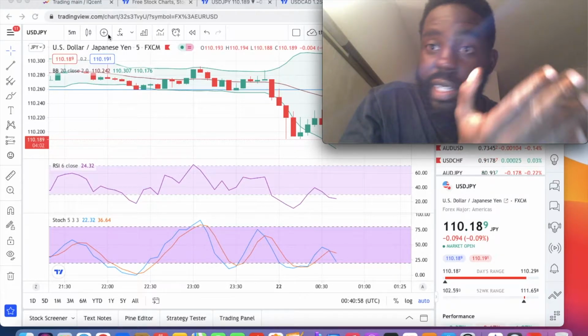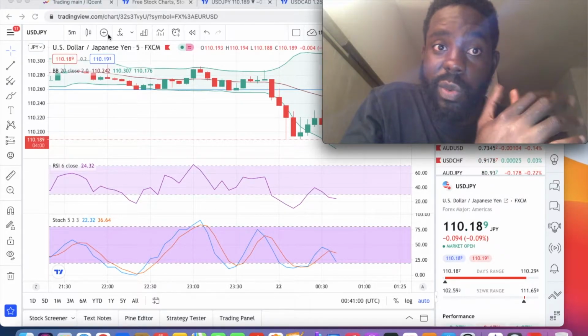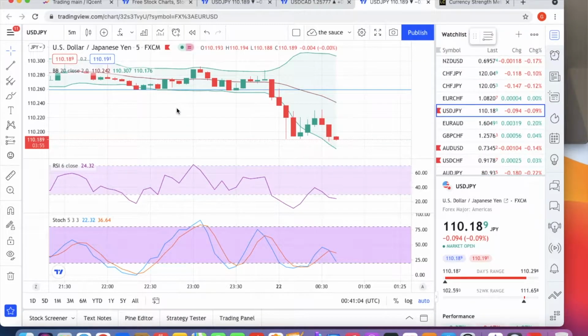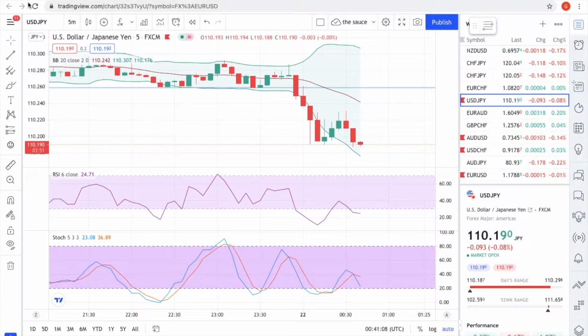So I'm going to tell you a bit about my trading strategy and how it works. So let's get straight into it. Let me just full screen this. Now, guys, this is TradingView. The first thing you need to do is set up a TradingView account, because this is what I use.